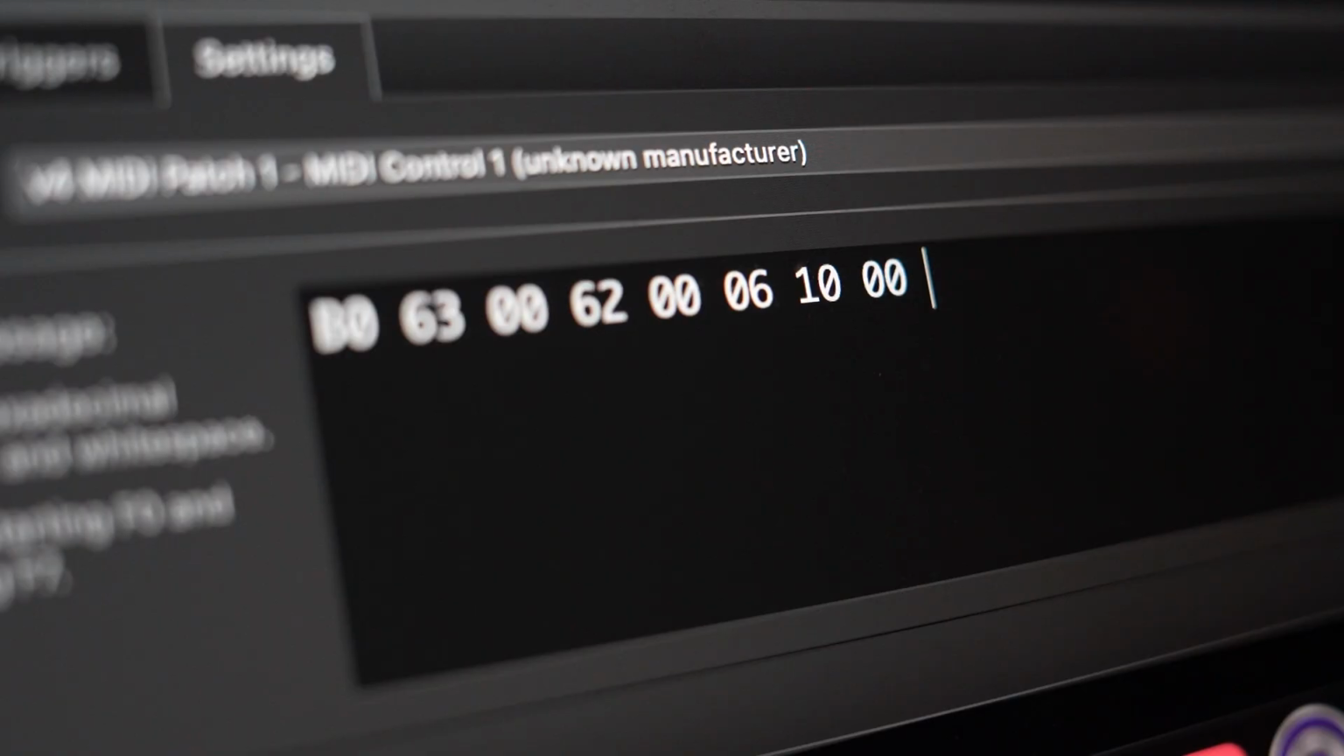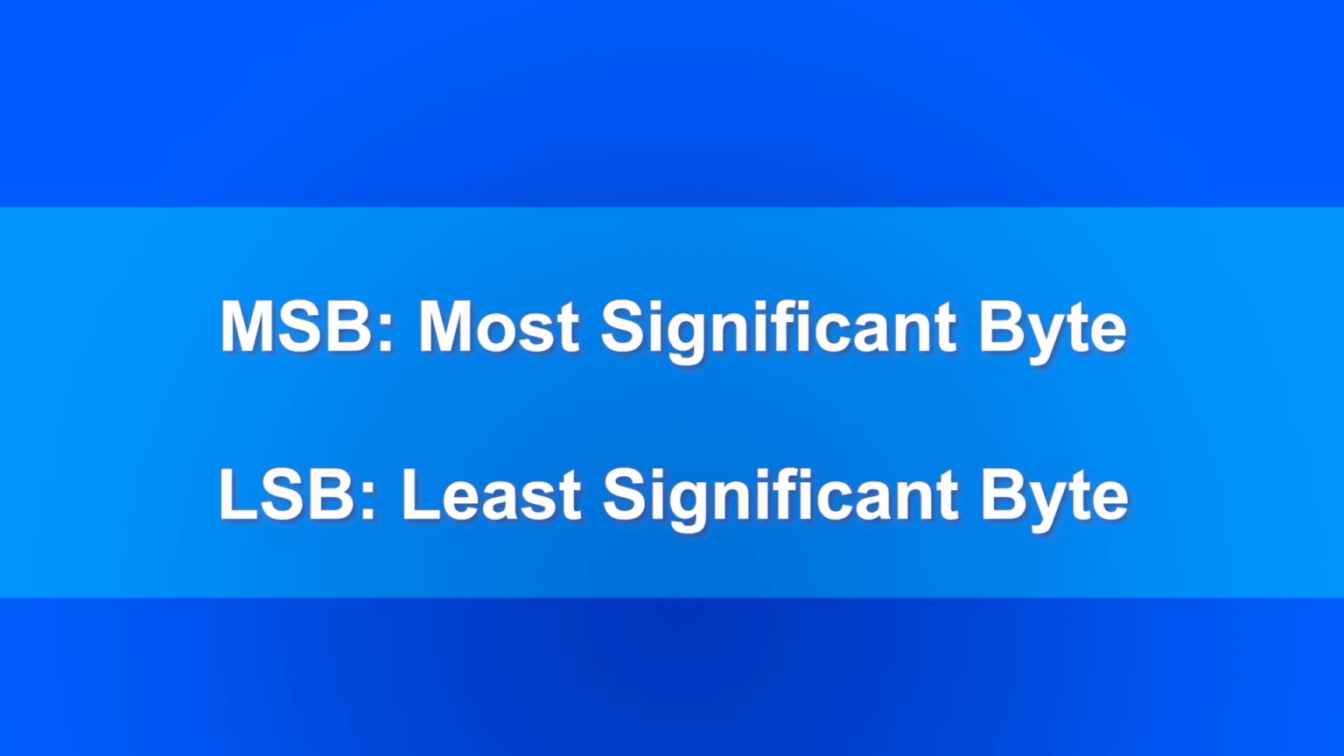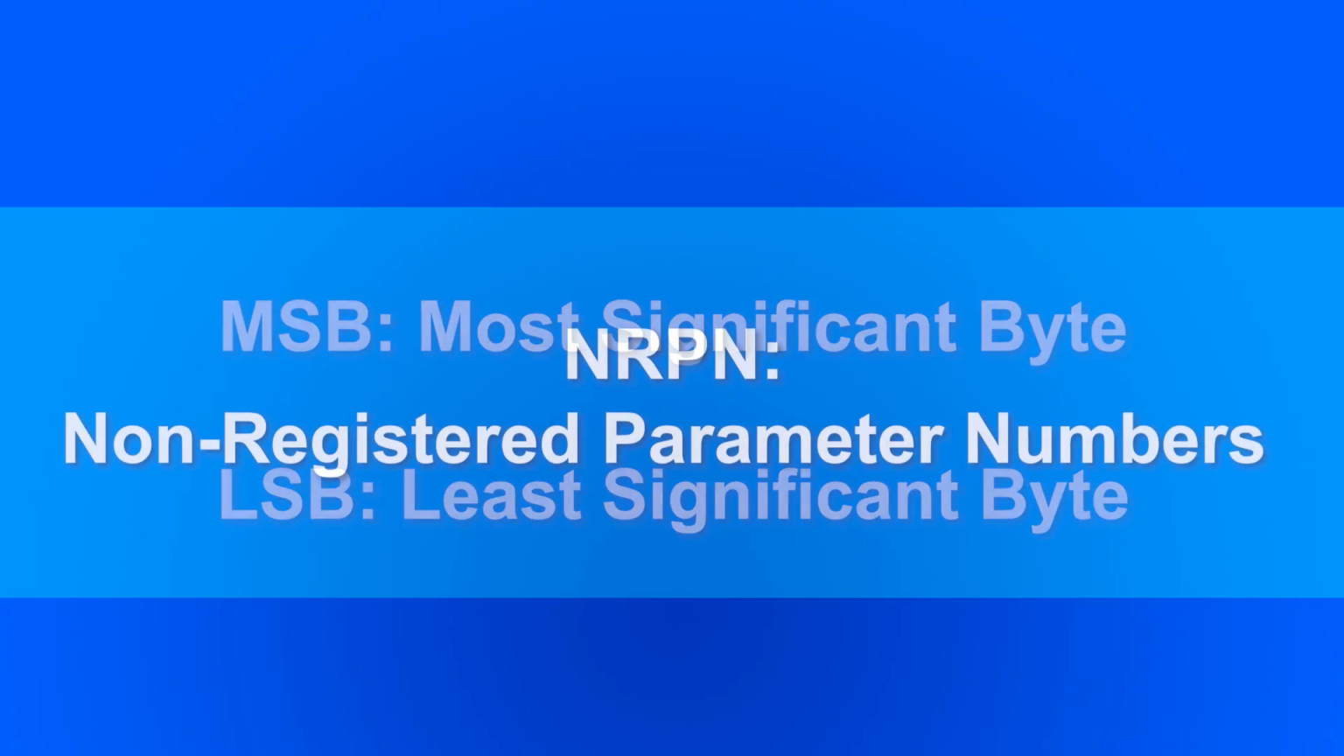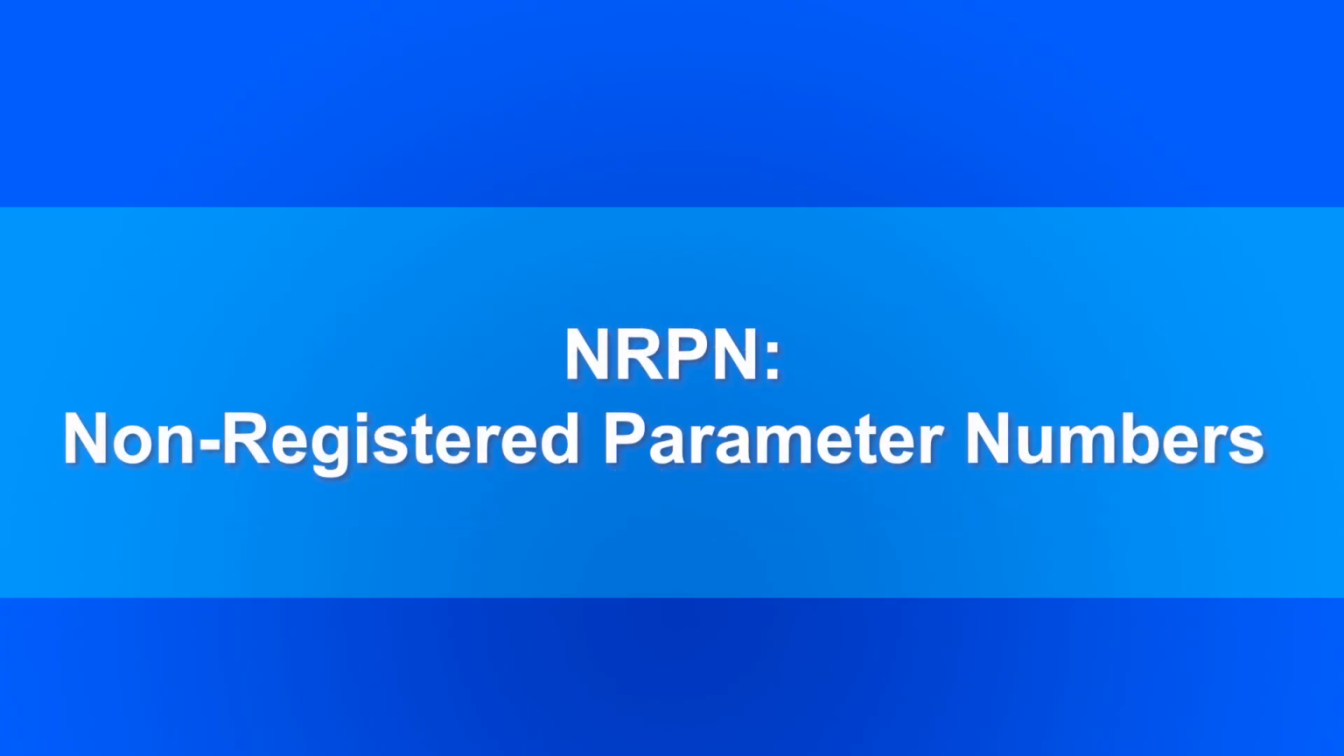Non-registered parameter numbers are formatted and transmitted via MIDI using two 7-bit values, MSB, the most significant byte, and LSB, the least significant byte. Together, the MSB and LSB form a 14-bit value which identifies a specific parameter. NRPNs are a type of MIDI message used to control device-specific parameters beyond the standard MIDI control change, or CC, messages. They are helpful when requiring fine control over more parameters than the 128 control change messages allow.